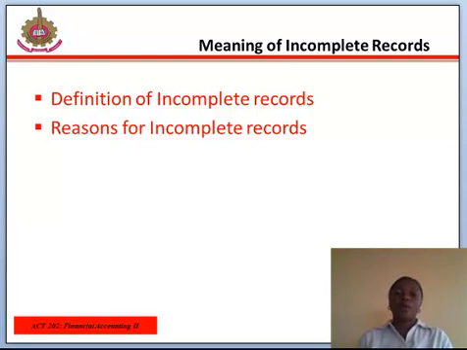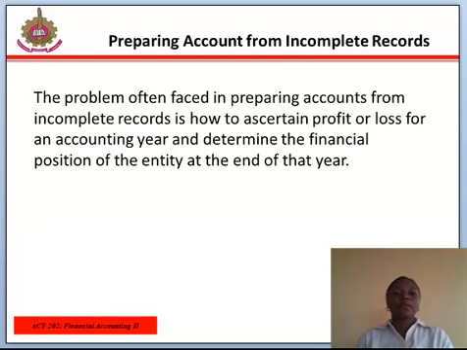Other reasons are: 1, lack of knowledge about the double entry system; 2, deliberate omission to maintain records to take advantage of taxation; 3, inability to maintain the business transactions because of time, effort, and costs that are involved; and lastly, loss of records due to fire, theft, and natural calamity.